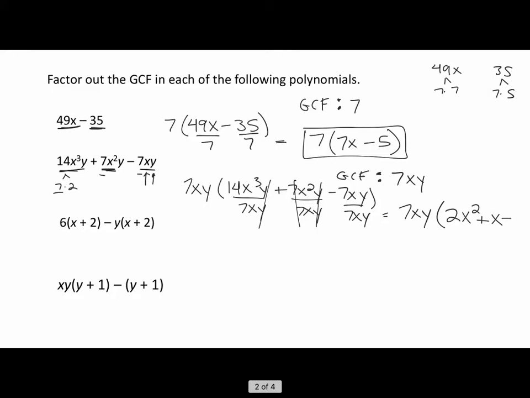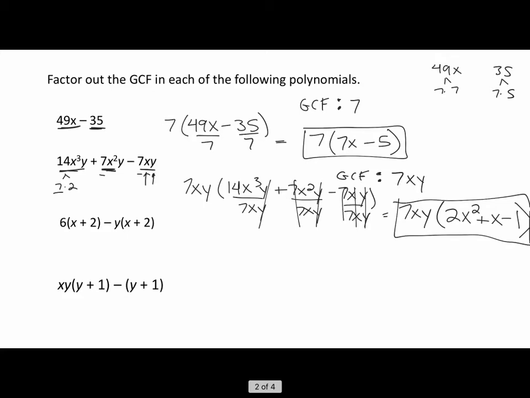For the last term, 7 divided by 7 is 1. x divided by x is 1. y divided by y is 1. It doesn't disappear. That term is just 1. So this is the factored form of that polynomial.